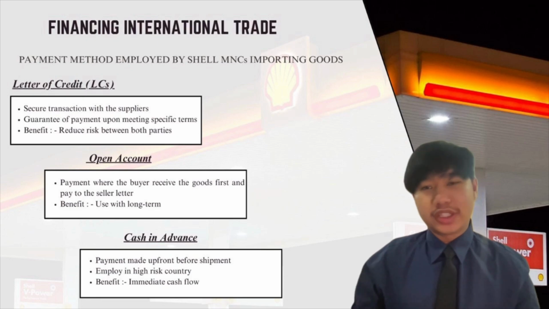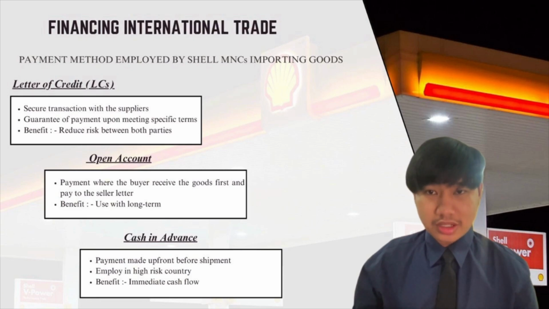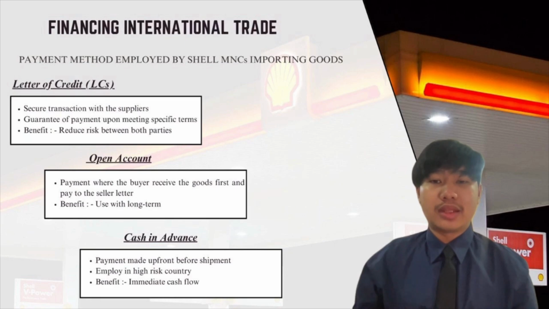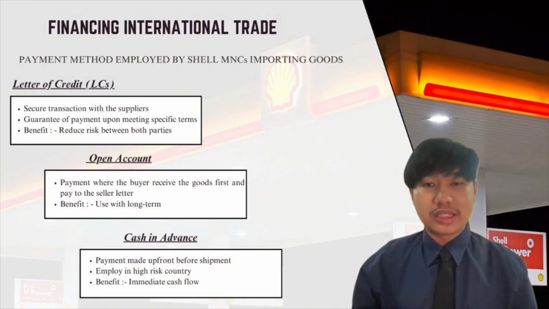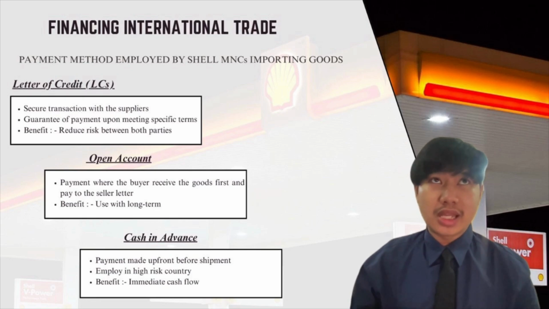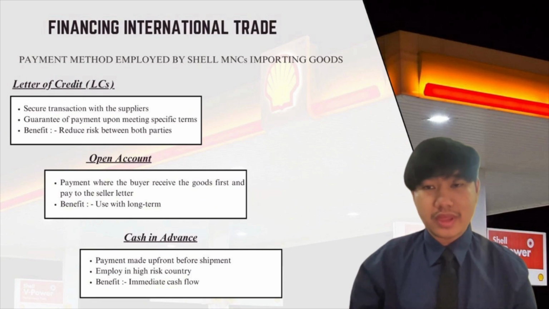So I will explain the first part, which is the letter of credit. There should be security for the buyers as well as the seller to make sure that Shell's suppliers, including exporters of crude oil or manufacturers, deliver on their end of the bargain in order to be paid. So this method can reduce the risk for suppliers and improve the negotiation of payment terms.